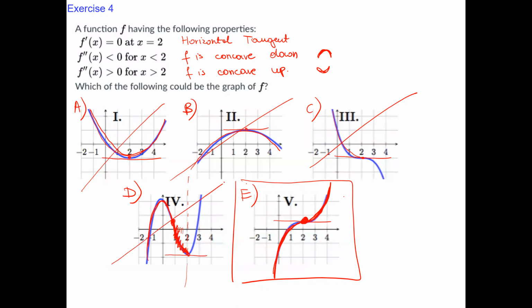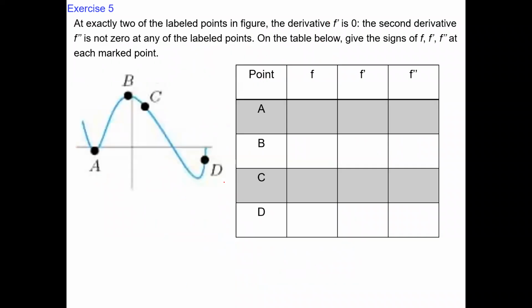Okay, now let's look at exercise number 5. Let's see what we have. At exactly 2 of the labeled points in the figure, the derivative f prime is 0. Okay, we can probably figure out B and A because of the horizontal tangent. So the derivative f prime is 0, f prime is 0.